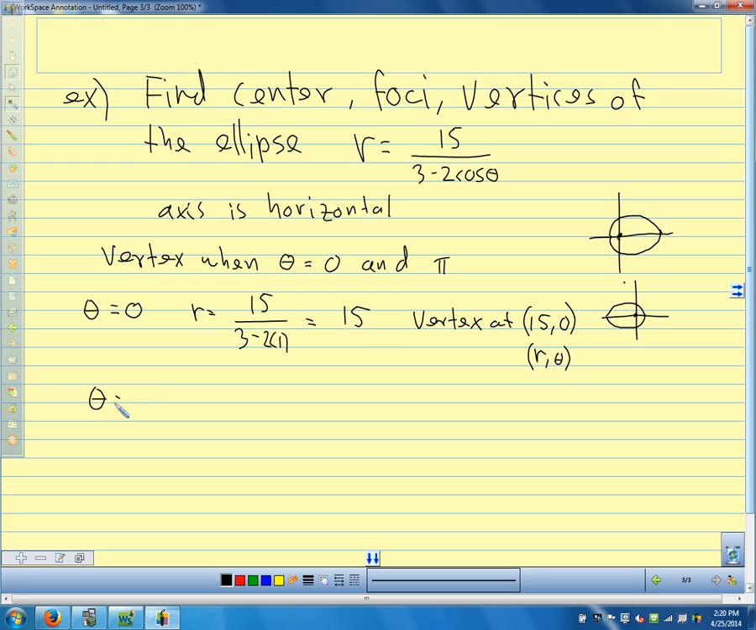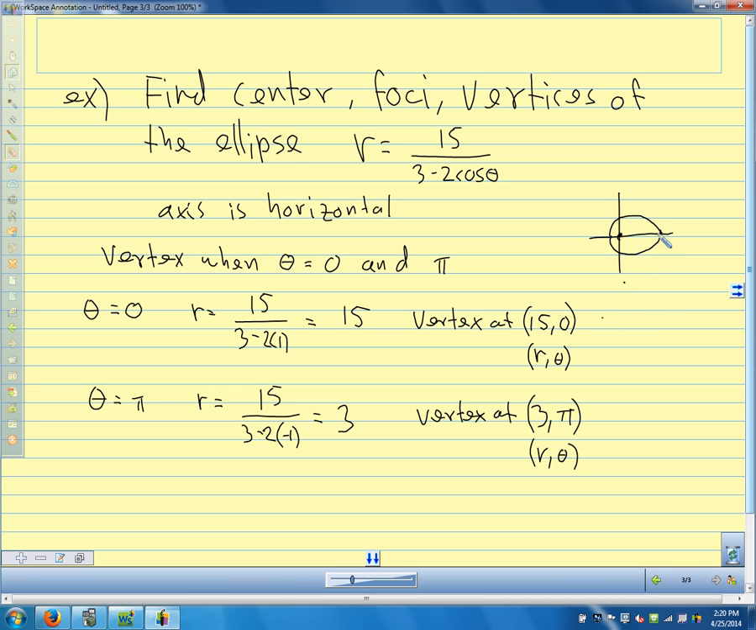And then we plug in theta equals pi. So r equals 15 over 3 minus 2 times cosine of pi, which is negative 1. So we get 15 over 5, and we get 3. So we also get a vertex at 3, pi. Remember, this is r, theta. So our ellipse is going to look like this one, not this one. This is 15, 0, and that point is 3, pi. So that's our ellipse. So there are the vertices.